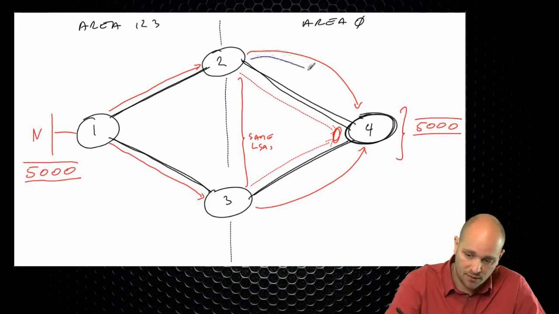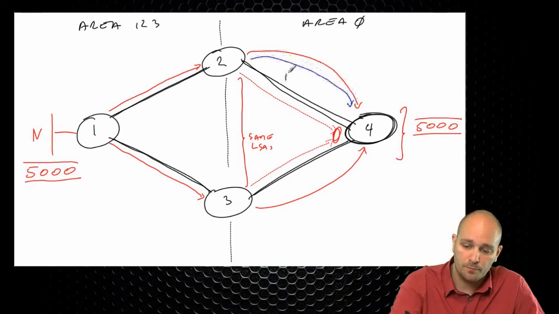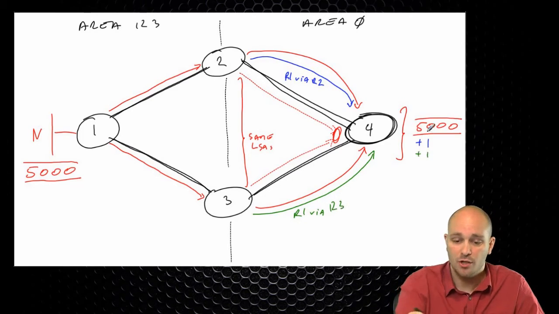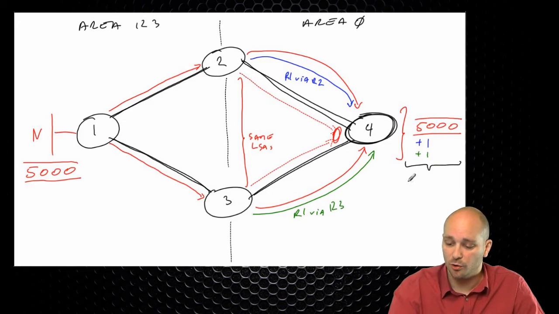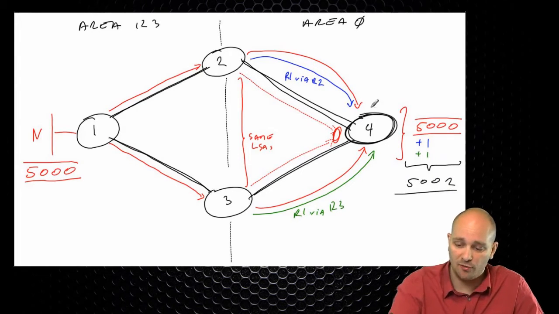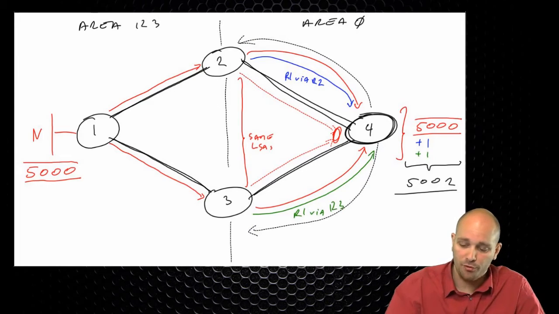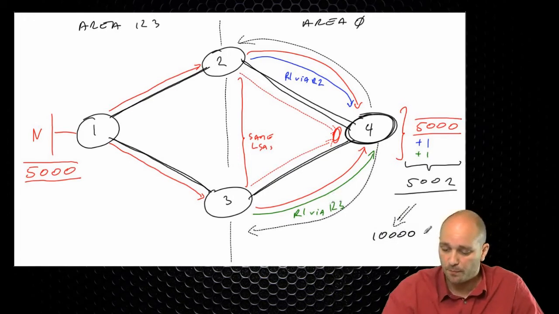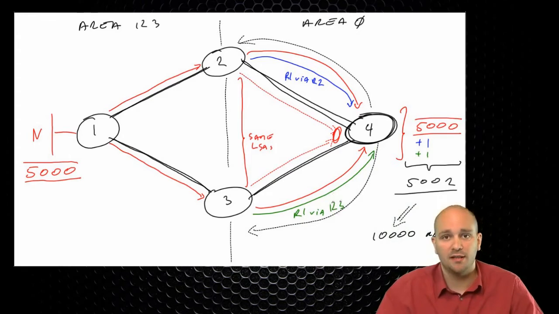Then R2 here is actually going to say that R1 is reachable through R2. So here I'm going to have +1, and R3 here is going to say that R1 is reachable through R3, so I'm going to have +1. So the total number of LSAs here is going to be 5002, and based on these 5002, I can actually compute two equal cost routes for both of these networks. So what actually ends up in the routing table are 10,000 routes based on only 5002 LSAs.